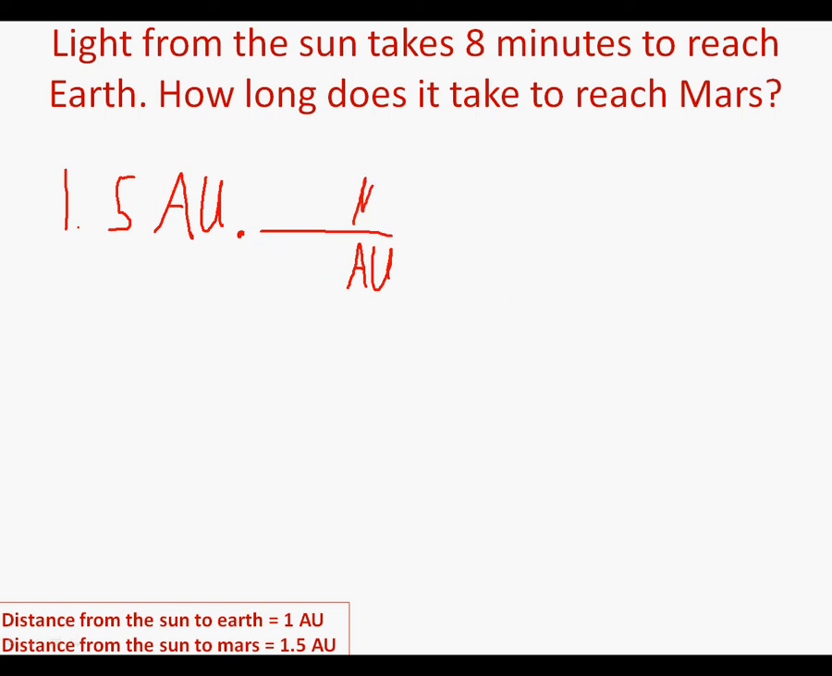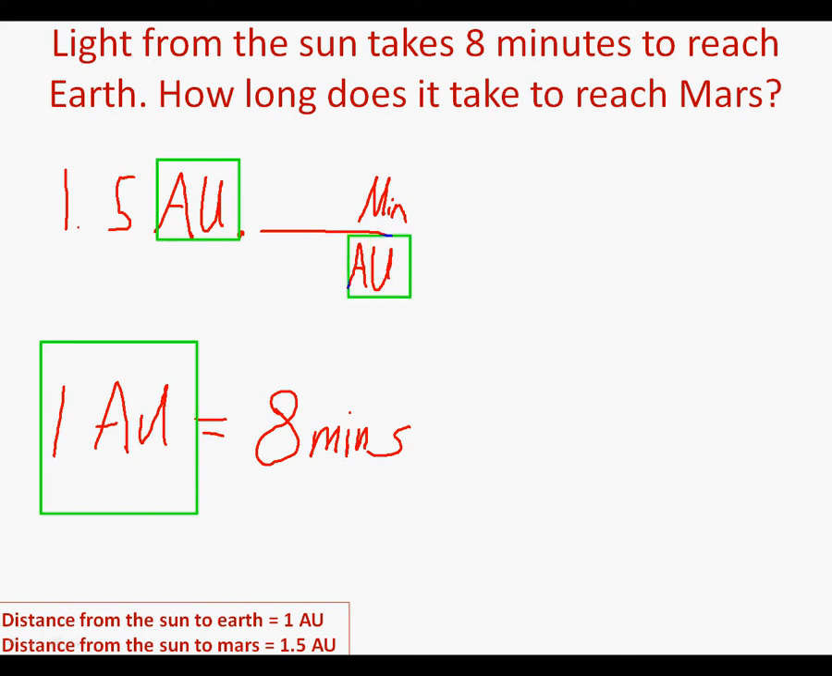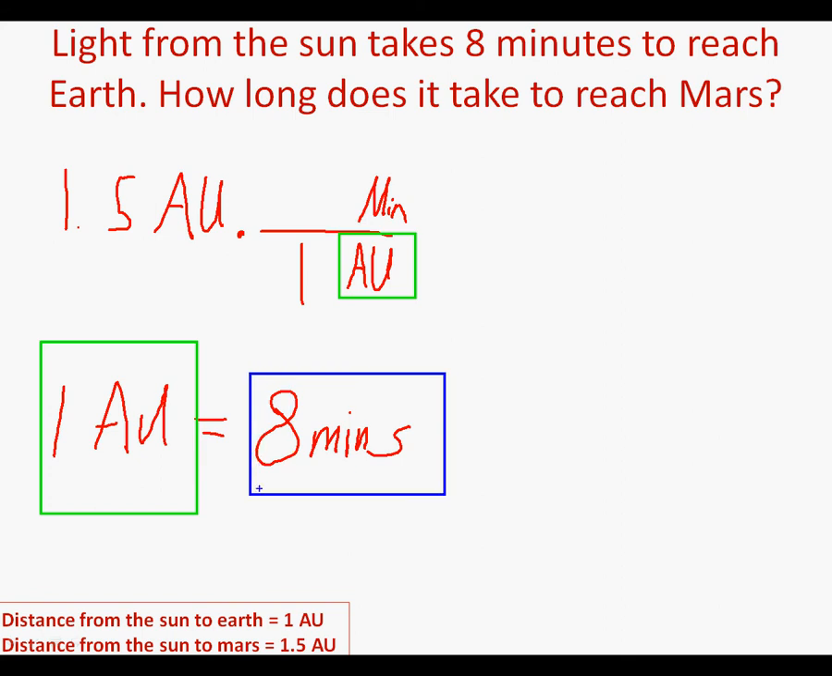And then the top, we need something like minutes. Maybe I should make different colors, but I've already started, so. But minutes. So, alright, the comparison that we have from AUs to minutes is that 1 AU is equal to 8 minutes. So we're going to stick this AU here as the comparison and minutes in the numerator. So minutes, 8. And you essentially get the same thing. So the AUs are going to cancel off, leaving the minutes just behind.